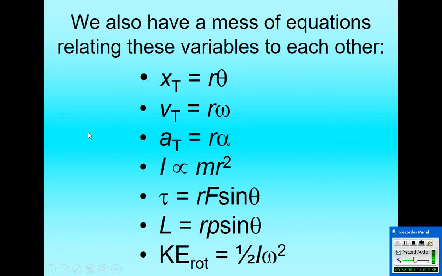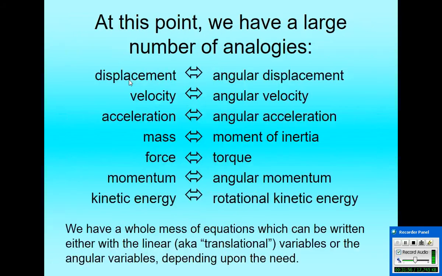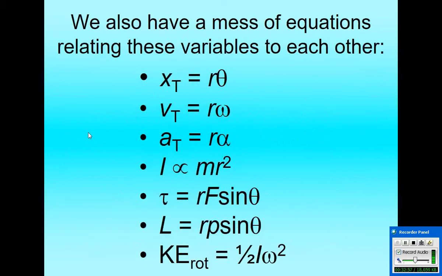We also find the tangential variables that relate the angular variables to linear variables. So we have tangential displacement, which is r times theta, tangential velocity, which is r times omega, tangential acceleration, which is r times alpha. And we can extend that to moment of inertia and torque and angular momentum, which all have factors of r in them. And we also have rotational kinetic energy, just for the sake of fun.